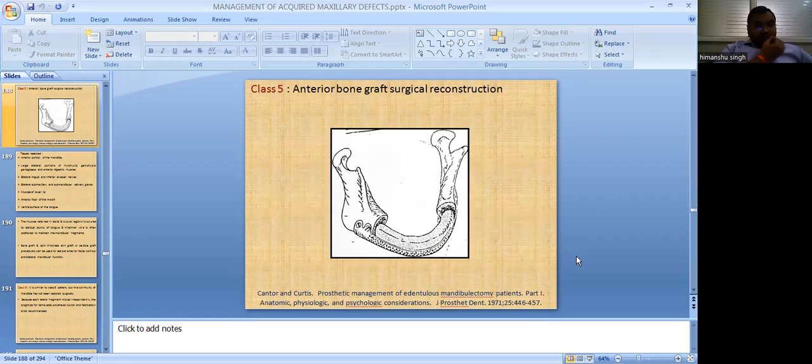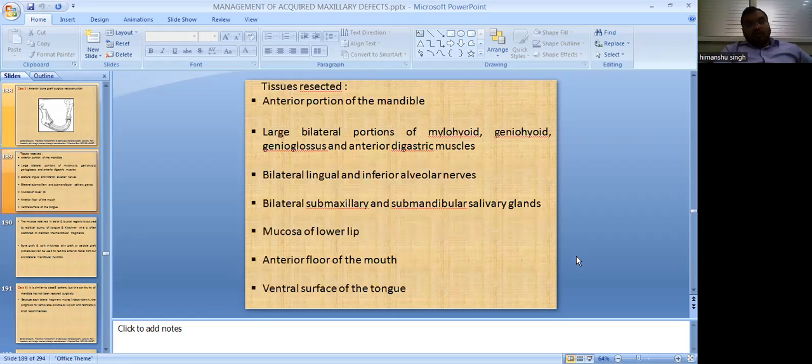Class 5, anterior bone graft surgical reconstruction. Tissue resected: anterior portion of the mandible, large bilateral portions of mylohyoid, geniohyoid, genioglossus, and anterior digastric muscles, bilateral lingual and inferior alveolar nerves, bilateral submaxillary and submandibular salivary glands, mucosa of the lower lip, anterior floor of the mouth, and ventral surface of the tongue.